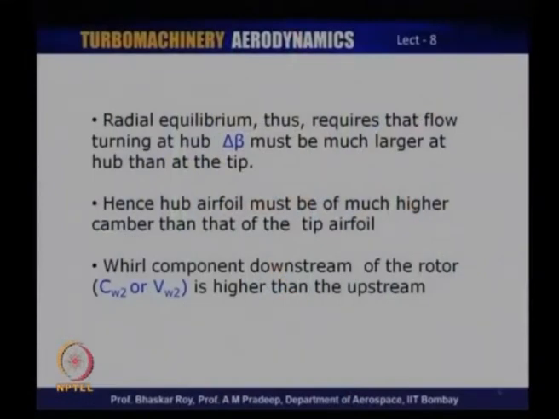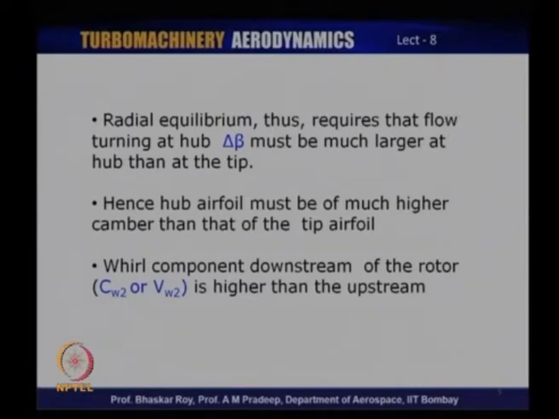Now, what does that mean? The free vortex also means that it has a radial equilibrium, so that the flow turning at the hub must be much larger than at the tip. Which is a corollary from which we can draw a corollary, that the hub aerofoil must be of a higher camber than that of the tip aerofoil.